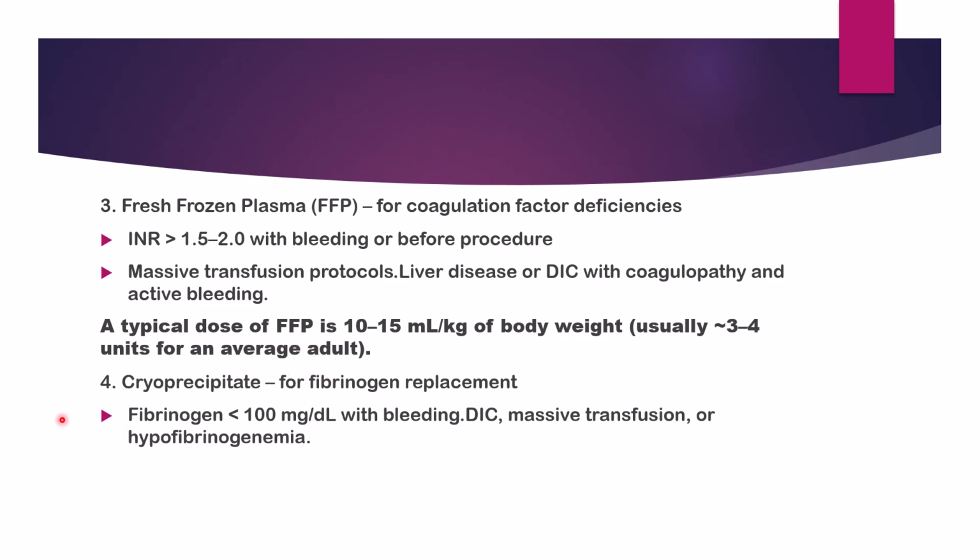Then the final one is cryoprecipitate. Cryoprecipitate is for fibrinogen replacement. The normal fibrinogen level is 100 milligram per deciliter to 200 milligram per deciliter. If the fibrinogen is less than 100 milligram per deciliter with bleeding, DIC, massive transfusion or hypofibrinogenemia, then we need to transfuse cryoprecipitate.